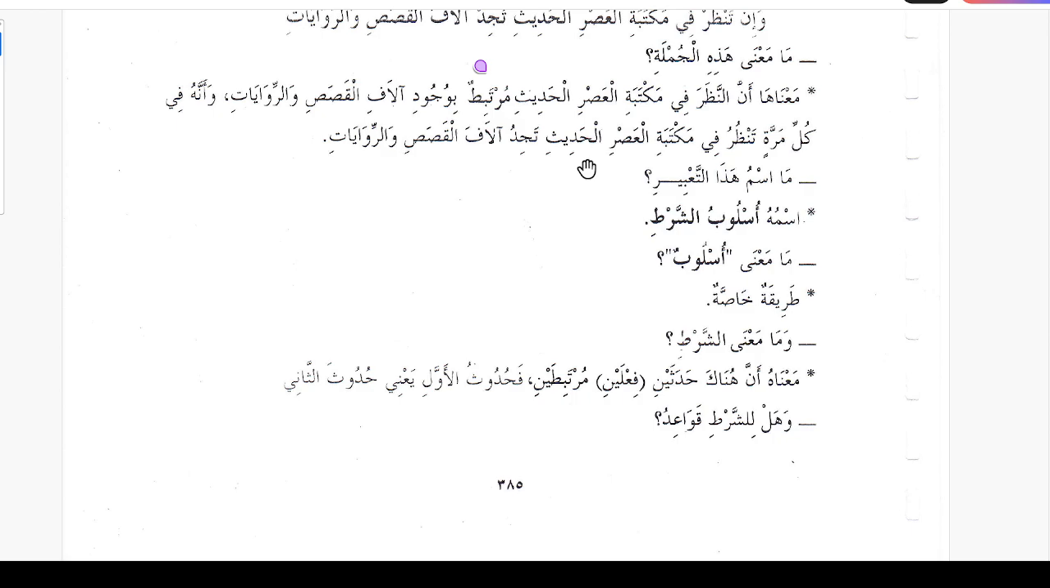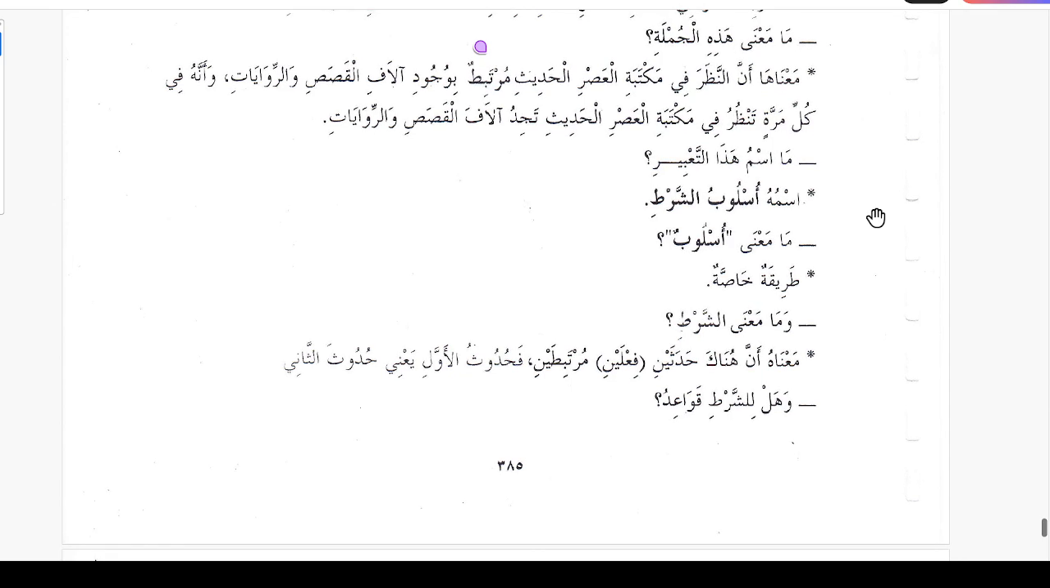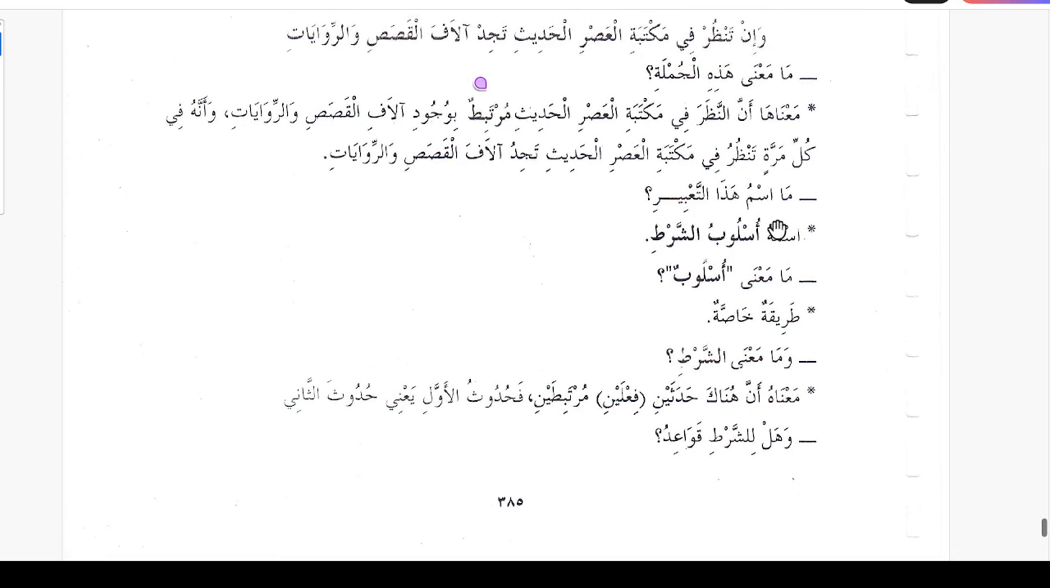Every time you look in the modern era library, you find thousands of stories and novels. So here is the condition, that every time you do this, you will find thousands of stories and novels. Ma ismu hazat ta'bir, what is the name of this expression? So what is the name of this conditional expression? Ismuhu uslubu shart. This is called uslubu shart, style of the condition, or we can say conditional sentence.